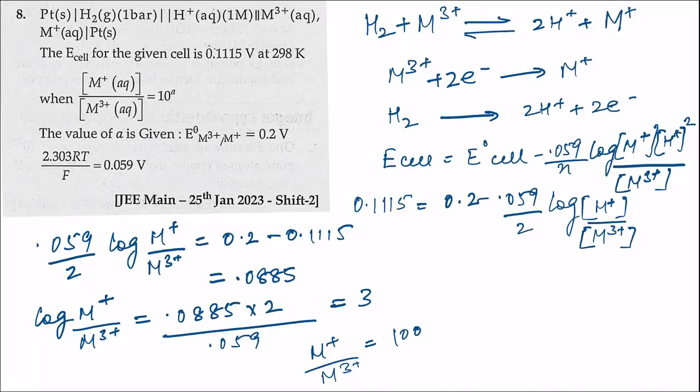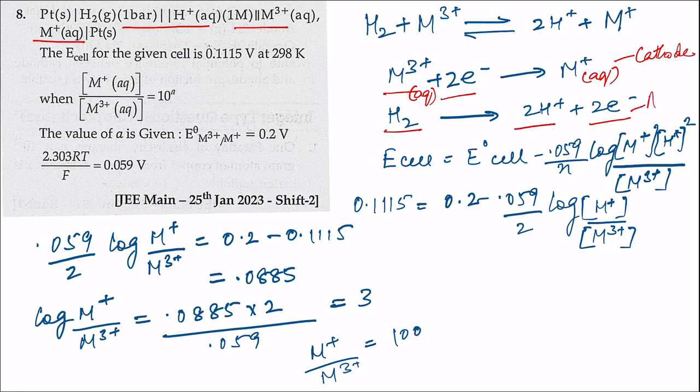Question: in this electrochemical cell, the anode is made up of hydrogen electrode and cathode consists of metal M, and the reaction at the cathode is M3 plus ion changing into M plus, means M3 plus ion accepting 2 electrons and changing into M plus ions, aqueous solution of M plus ions. So aqueous solution of M3 plus ion plus 2 electron forming aqueous solution of M plus ions. This is the reaction at the cathode, and reaction at the anode is hydrogen losing 2 electrons and forming H plus ions. This is the reaction at the anode.